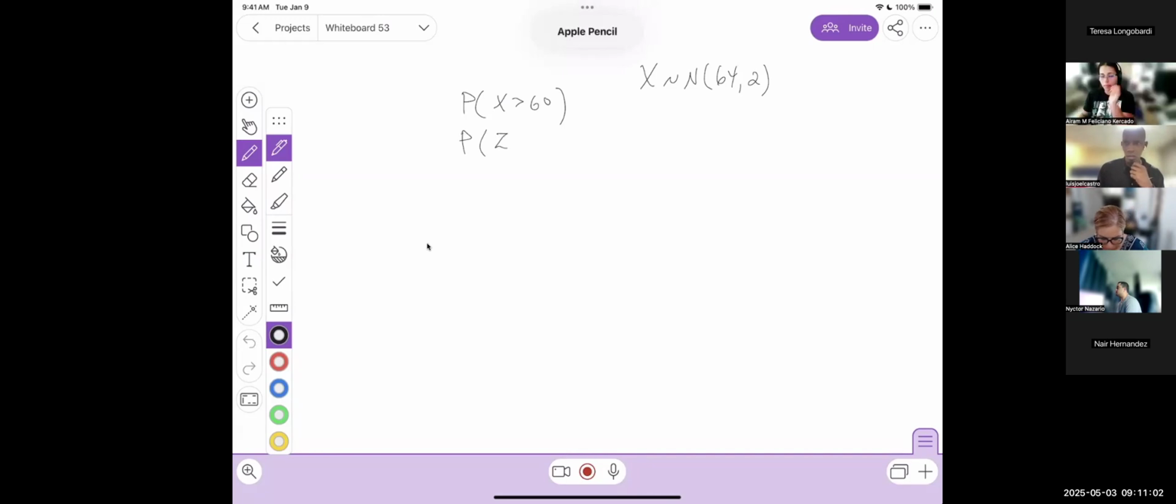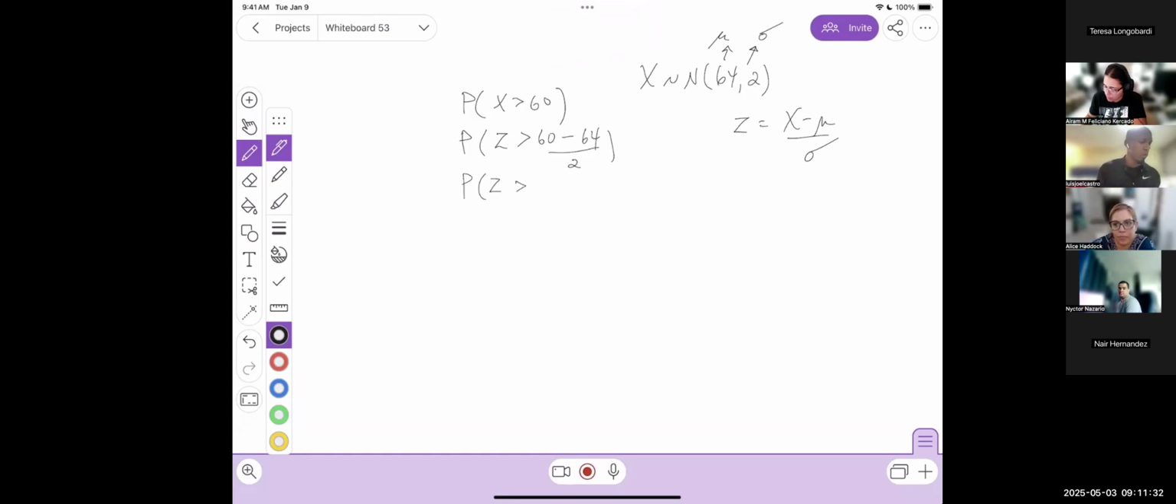So you're going to standardize. When you standardize, it turns it to a Z. And to standardize, we use Z equals X minus mu over sigma. So 60 minus 64 over 2. This is mu, this is sigma. And you get Z greater than -4 over 2, which is -2. Is everybody okay with that? Yep.